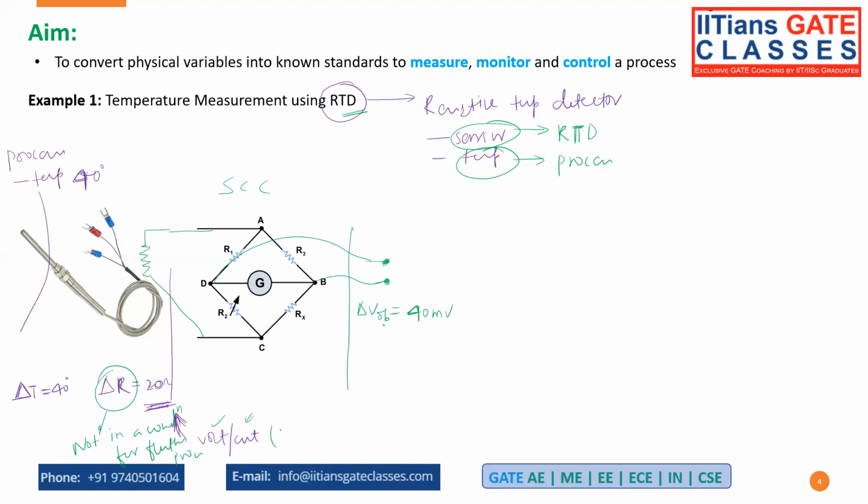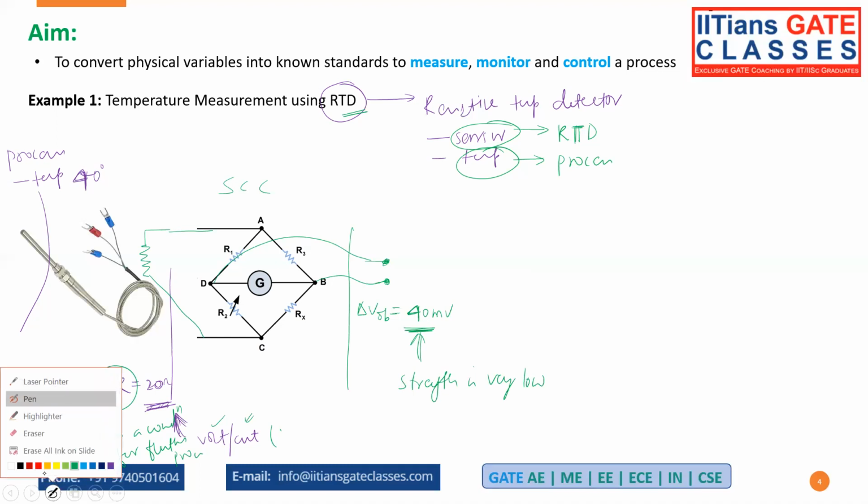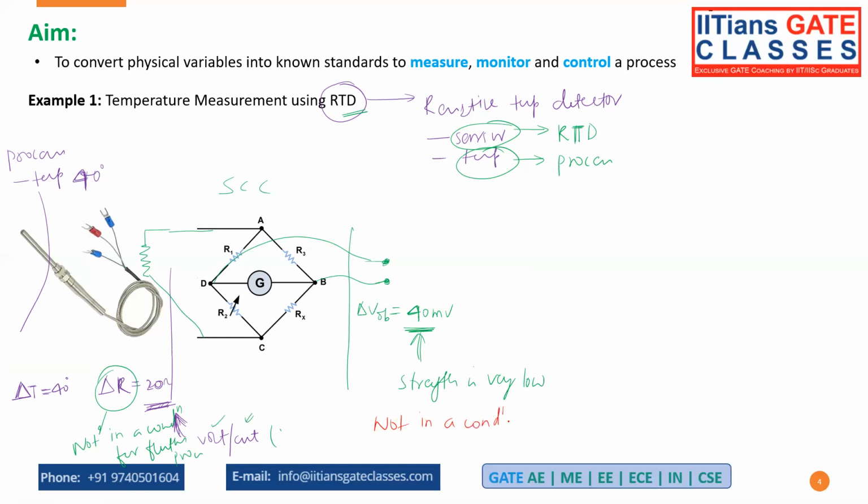But you can see the voltage is very less, right? Its strength is very low, right? It cannot be processed. So it's still not in a condition for further processing. So what you will do, you will again find some element which will make it fit for processing.